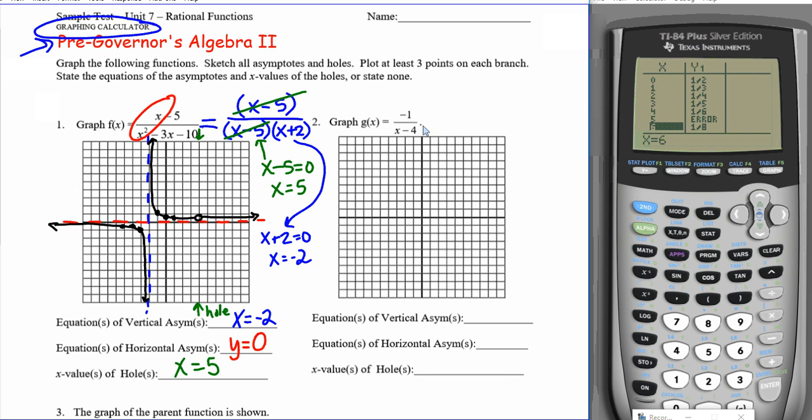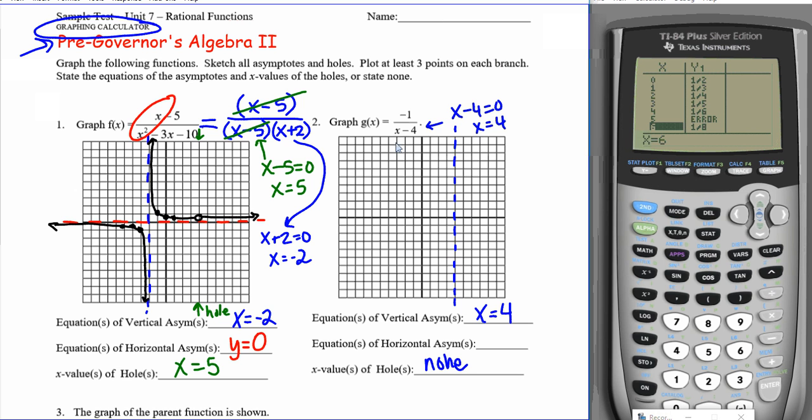So here I'm graphing -1 over x minus 4. So this is just a translation of 4 to the right. Nothing's going to reduce, by the way, so there's no hole. Let me write that down, none. On the bottom, x minus 4 equals 0 gives me x equals 4. That's my translation of 4 to the right and my vertical asymptote at x equals 4. I haven't moved up or down or anything like that.